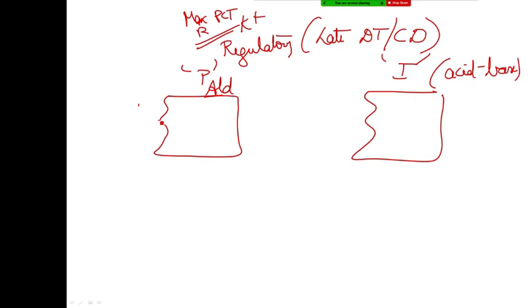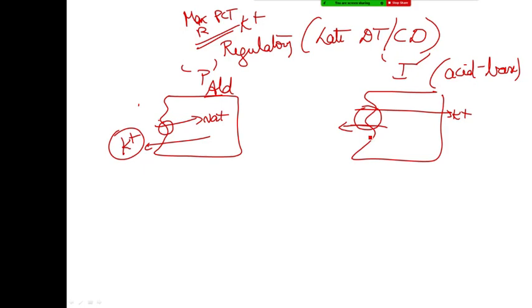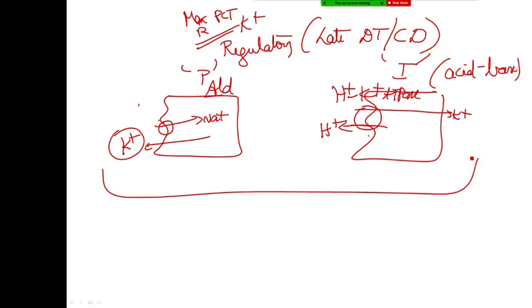So if the P cell is aldosterone dominant, what does it regulate? Sodium reabsorption and potassium excretion. Since you already have P cell regulating excretion, normally what does the I cell regulate? Potassium reabsorption, and it regulates acid base. So what's the other ion it carries? H plus. And this pump is the hydrogen potassium ATPase pump. So within physiological limits, this is the action of P cell and I cell.